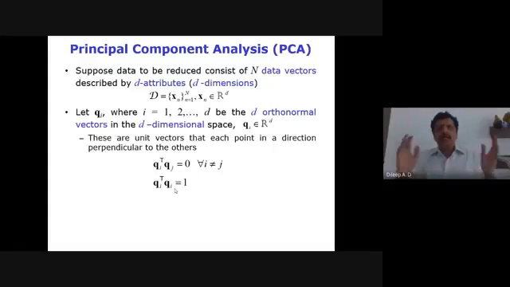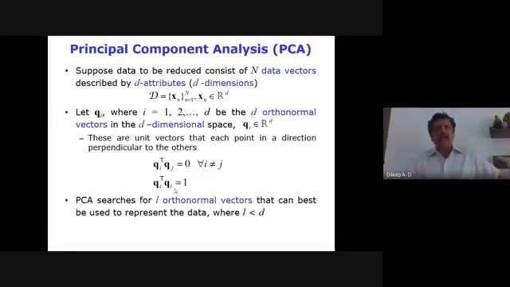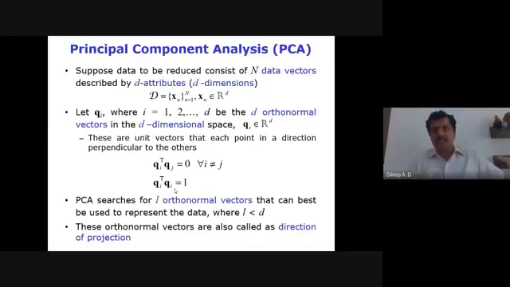So if you take any d-dimensional vector or d-dimensional space, there are such vectors, they are orthonormal to each other. That is important. Why is that needed? Because in PCA we are trying to look for such orthonormal vectors, and these orthonormal vectors are called the directions of projection.